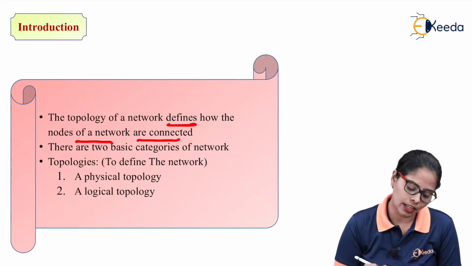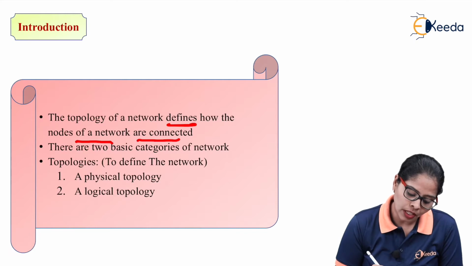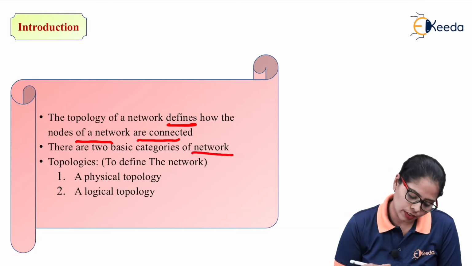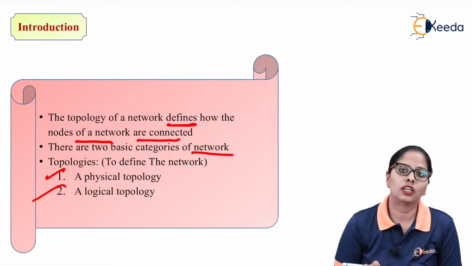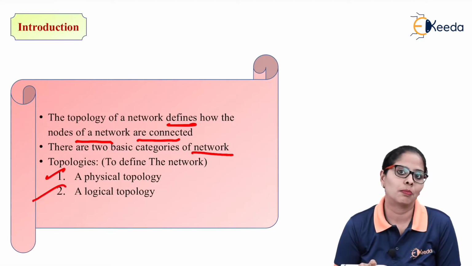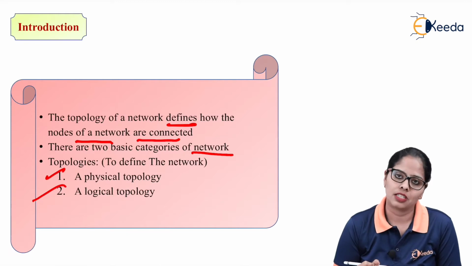So basically, there are two categories of network topology. The first is a physical topology and the second is a logical topology. So let us discuss these topologies in detail.